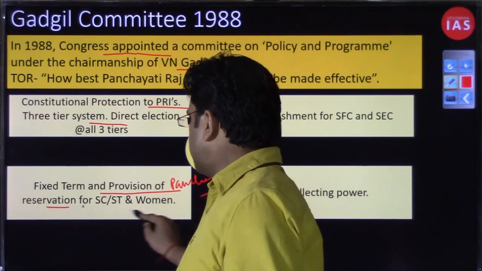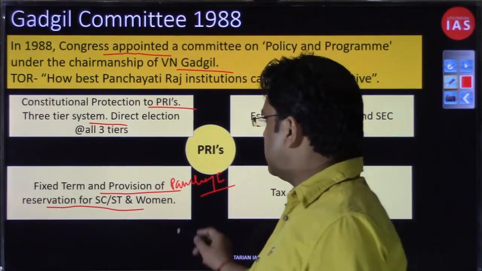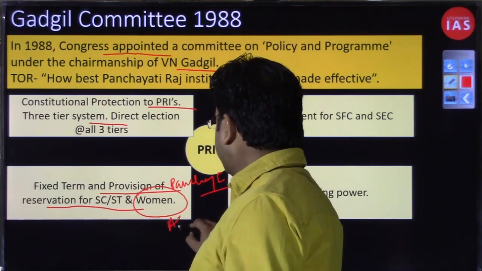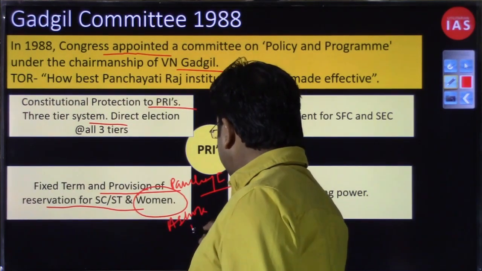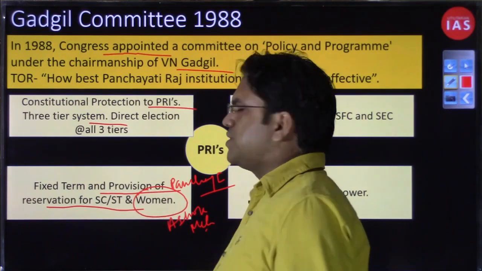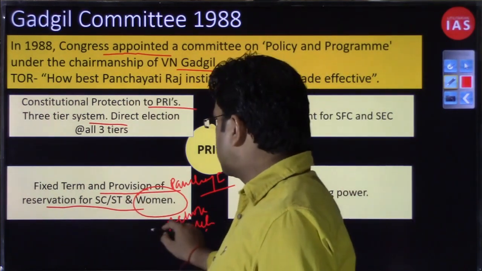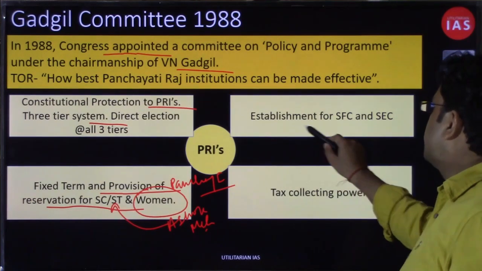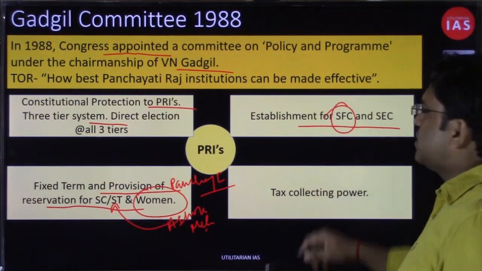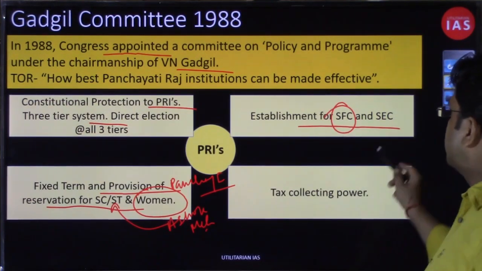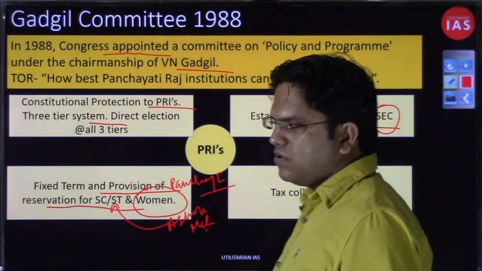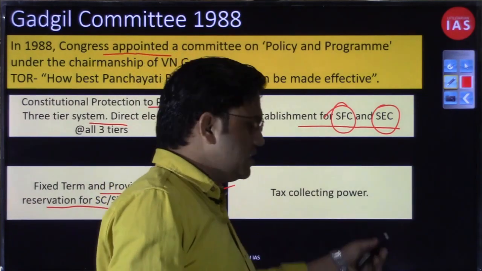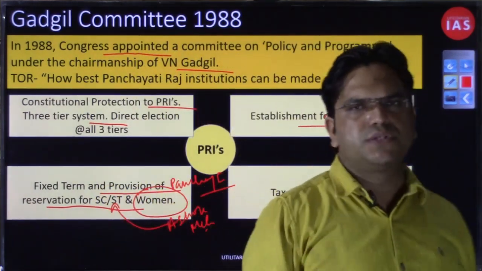Then reservation of SC, ST and women it is talking about, so that is one addition. Ashok Mehta committee did not talk about women; it had talked about reservation for SCs and STs. Then establishment of State Finance Commission. So that is one new point. State Election Commission had already been talked about. Then this tax collecting power has been a common thread across the recommendations of various committees.